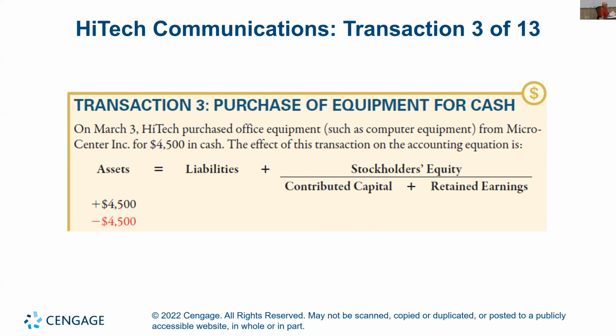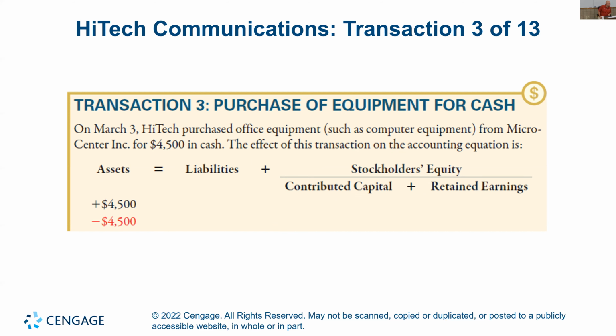Next, we purchase some office equipment, such as computers again, for $4,500 in cash. Okay. So here we have some more equipment coming in. Equipment is considered property, plant, and equipment. That is an asset. Okay.